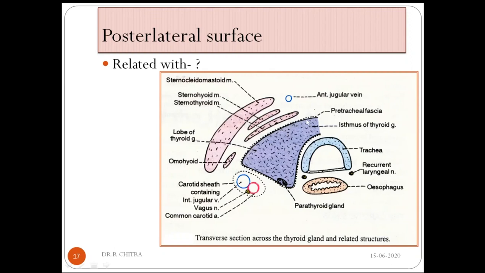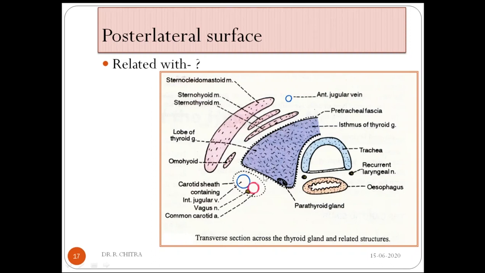So this is the superficial surface or the anterolateral surface related to the muscles. What are the muscles we have seen? First muscle is sternothyroid, sternohyoid and superior belly of omohyoid and sternocleidomastoid. This is the medial surface related to two tubes, trachea and the esophagus. One nerve in between, in the tracheoesophageal groove, is the recurrent laryngeal nerve. So other relations of medial surface are not represented in this diagram.